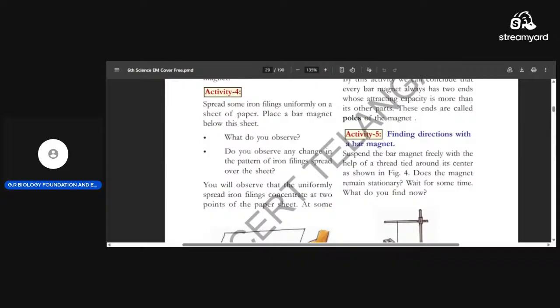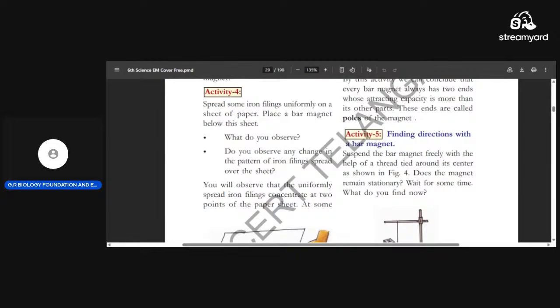Middle attraction is less. Spread some iron filings uniformly on a sheet of paper. Place a bar magnet below this sheet. What do you observe? Whatever iron filings we collected in the previous activity, we have to spread on a sheet of paper and keep a bar magnet under that sheet. We will find that iron filings reach either side of the bar magnet, the edges. Edges, iron filings reach more than the middle.